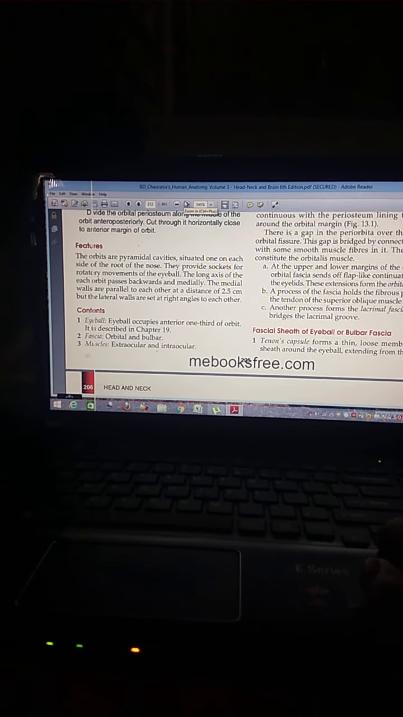Orbital fascia, or the periorbita, forms the periosteum of the bony orbit. Due to the loose attachment of its contents to bone, it can be easily stripped posteriorly. It is continuous with the dura mater and with the sheath of the optic nerve. There is a gap in the periorbita at the inferior orbital fissure. This gap is bridged by connective tissue. At the upper and lower margins of the orbit, processes of the fascia hold the fibrous pulley of the tendon, and the entire process forms the lacrimal fascia.